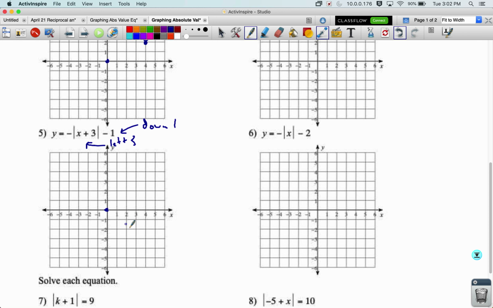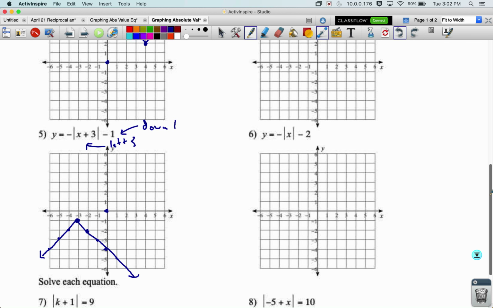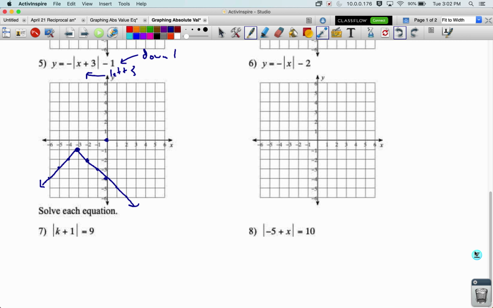So vertex was here at the origin, but it moved left 3 and down 1, so here's where it is now. This point's now gone. And then the slope going to the right is -1, so down 1, right 1, down 1, right 1, down 1, right 1, all the way across the graph, and then reflected over here. All right, so I should see 6 different V-shaped graphs for these. And then I threw in just a couple solving, just to remember how to do these.